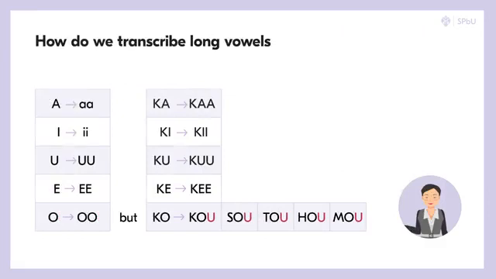For syllables ending with vowels A, I, U, E, we will use a double letter. For syllables ending with the vowel O, we will use the letter U in romaji transcription. In the writing lesson, you will learn to show vowel length with Japanese characters. Let's have some practice. Repeat after me.